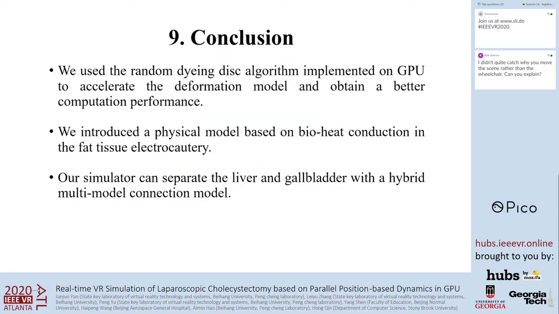This is the conclusion of our work. We used the random coloring disk algorithm implemented on GPU to accelerate the deformation model and obtain better computation performance. We also introduced a physical model based on bioheat conduction in the fat tissue electrocautery. Our simulator can separate the liver and gallbladder with a hybrid multi-model connection model.